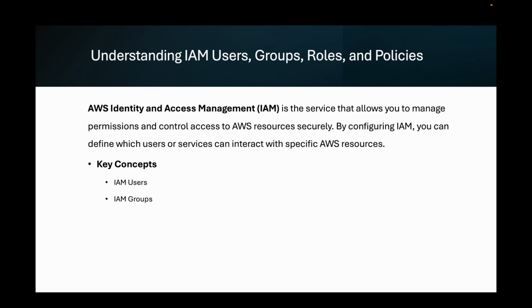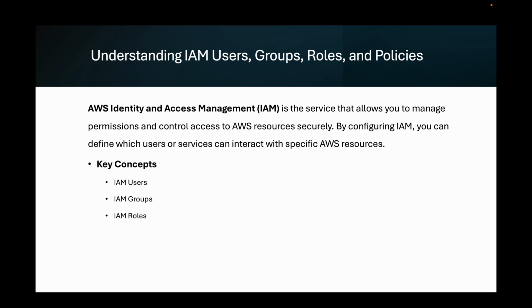Next, we have IAM groups. Groups are collections of IAM users. Policies applied to groups are inherited by all the users in that particular group. For example, you might have a developers group that grants access to EC2 and S3 services. Grouping users simplifies management by reducing the need to assign policies individually to users.